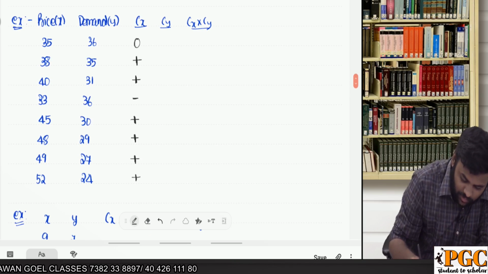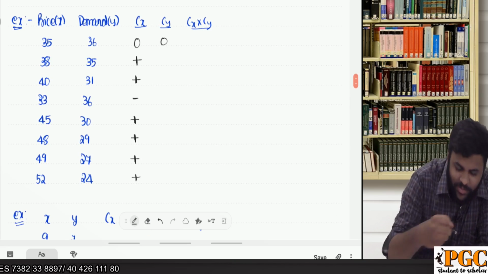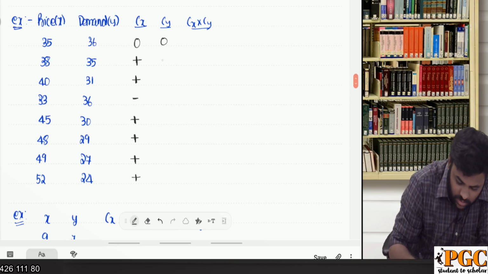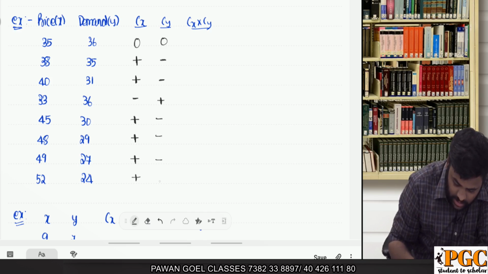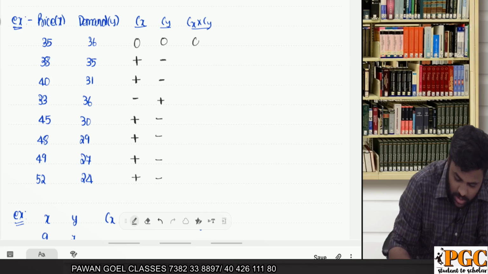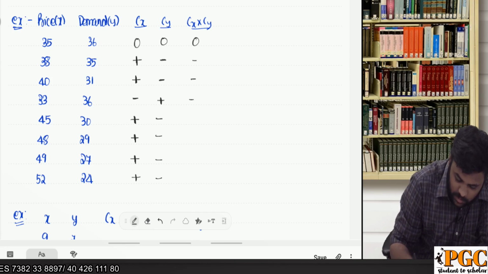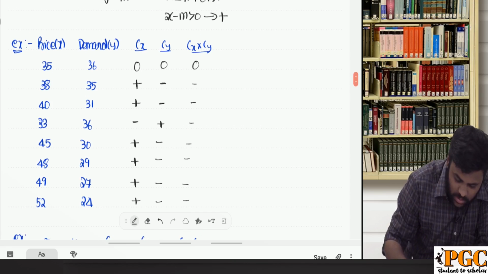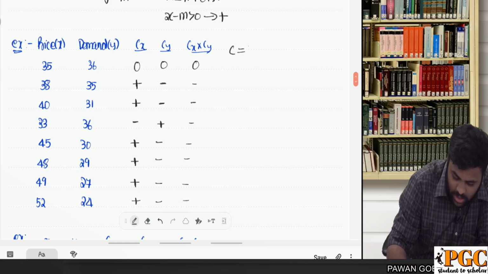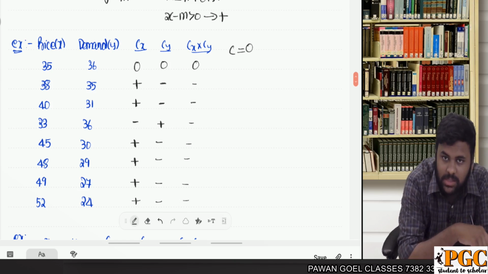Now let us see for y. There is no number for comparison. 36 to 35, decreasing. 35 to 31, decreasing. 31 to 36, increasing. Then decreasing, decreasing, decreasing, decreasing. Now let us multiply the signs of x and y: plus into minus, minus, minus, minus, minus, minus, minus, minus. So can I say there is no plus symbol, so c is supposed to be 0.